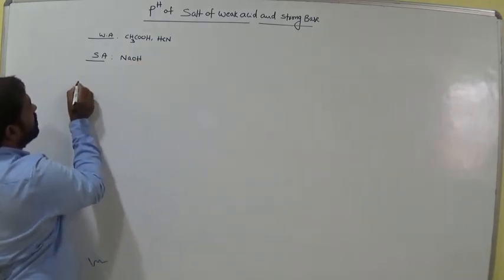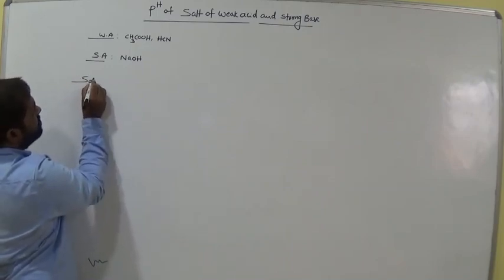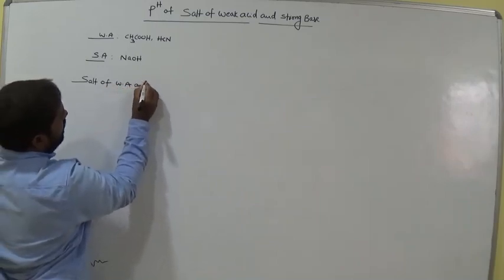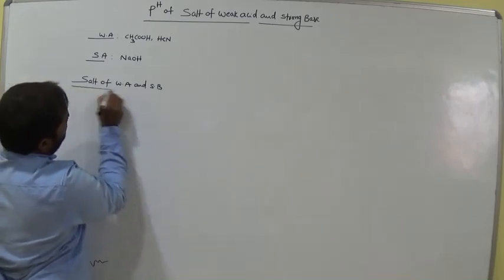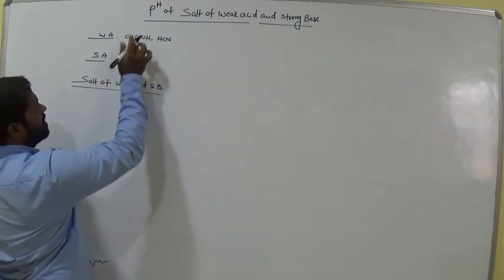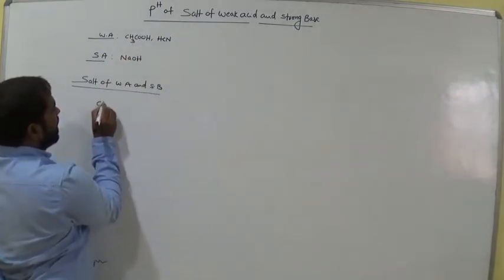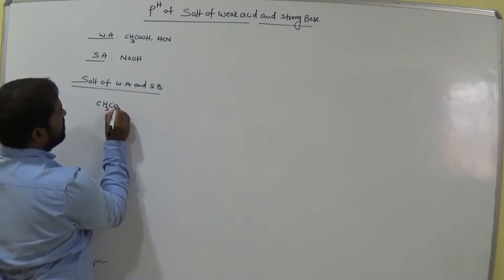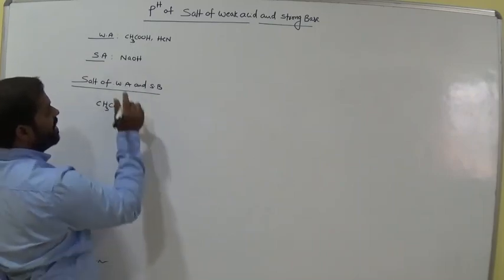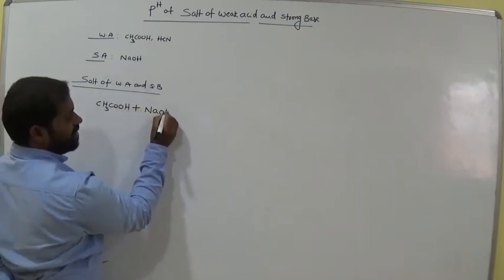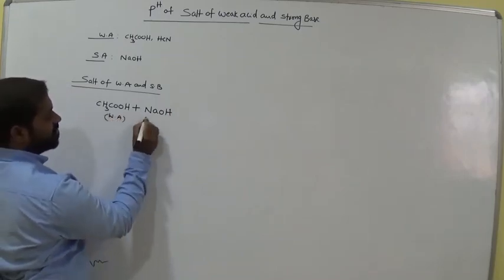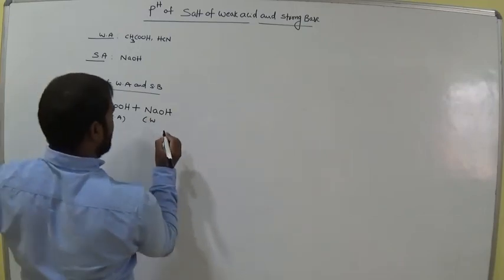Now, the formation of a salt of a weak acid and a strong base. Take the weak acid CH3COOH plus the strong base NaOH. Clear? This is the weak acid and this is the strong base.